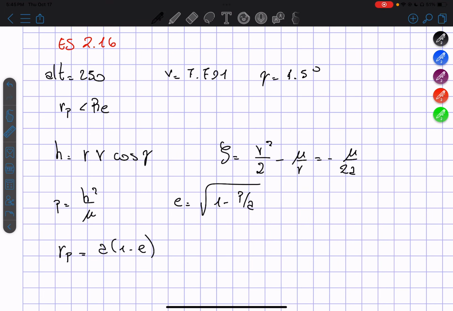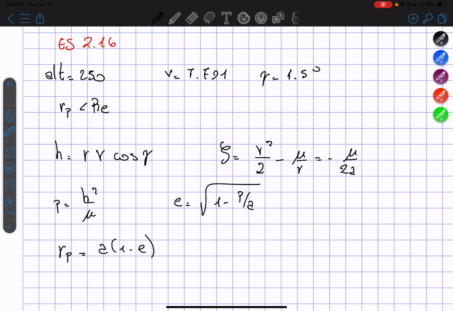Now that I have p, let me find a in the meanwhile by saying that zeta is equal to, we said, v squared divided by 2 minus mu over r, and then a is going to be equal to negative mu divided by 2 zeta. Now that I have that, I can find a, and then I find the radius at perigee. It is in fact less than the radius of the Earth.